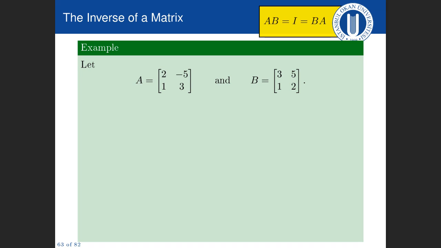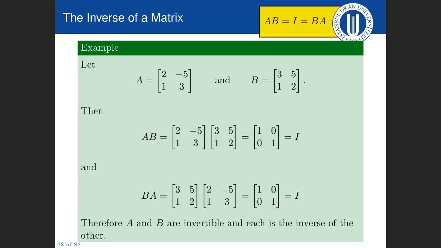Think about these two matrices. A is 2, -5, 1, 3, and B is 3, 5, -1, 2. If we multiply these together, AB, we get the identity matrix. I'll leave that for you to check. And BA is also the identity matrix. That means that A and B are invertible, and each is the inverse of the other. B is an inverse of A, and A is an inverse of B.